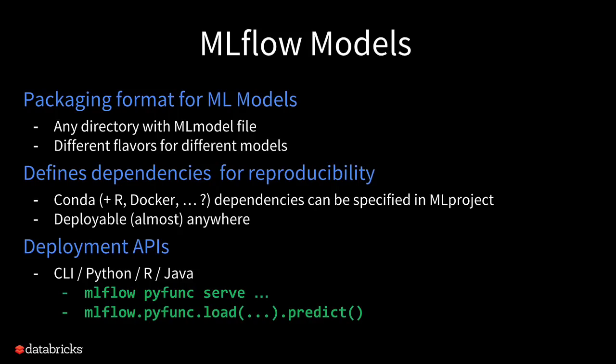I'm going to talk about flavors in a little bit, but basically any model can produce several flavors, and flavors are actually different representations of the same model. And they can be used in different situations. And similar to MLflow projects, there is an API to serve the models either in code, in Python or R, or Java, or via CLI, and to deploy it to REST API endpoints.